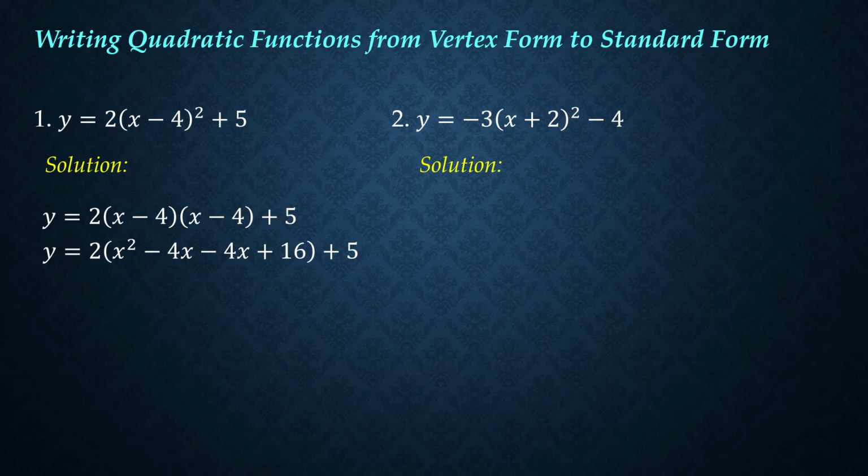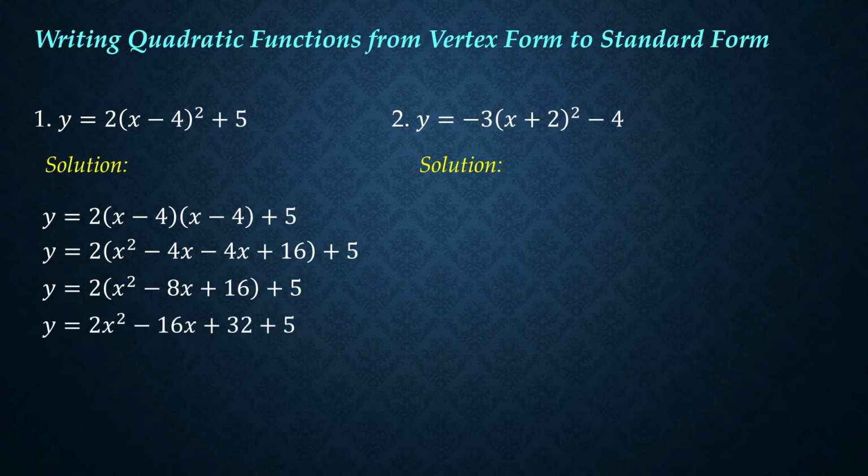So we will write it as y is equal to 2 times open parentheses. Using the FOIL method, x times x is x squared, x times negative 4 is negative 4x, negative 4 times x is negative 4x, negative 4 times negative 4 is positive 16, then copy plus 5. Next, we will add the two middle terms, two negative 4x, that is negative 8x. So it is written as y is equal to 2 times x squared minus 8x plus 16, then plus 5.